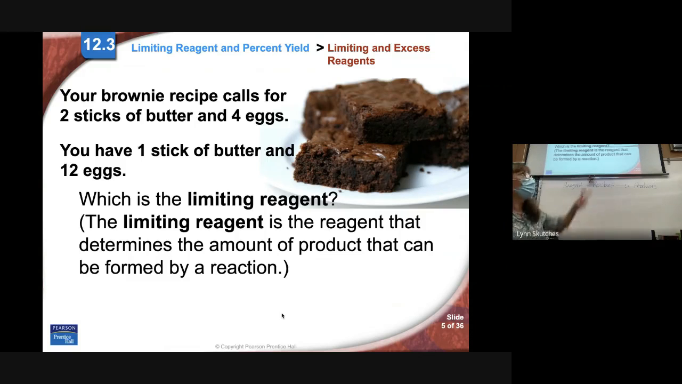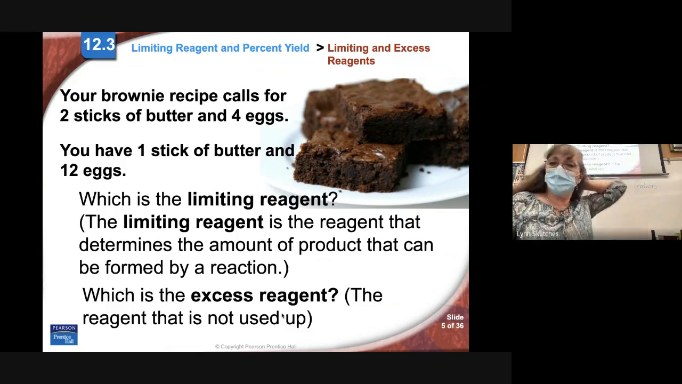The butter. The recipe says 2 sticks. You've only got 1. Can you still make brownies? Yeah, just half as much, right? And so you'll have lots of leftover eggs. You'll actually have 10 leftover eggs because the recipe calls for 4, but you're only doing a half, right? So you'll have a lot of leftovers. Everybody get that? Okay with that?